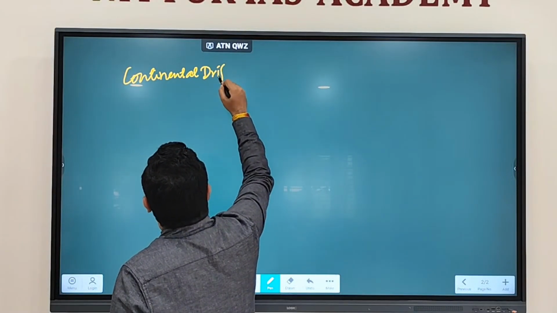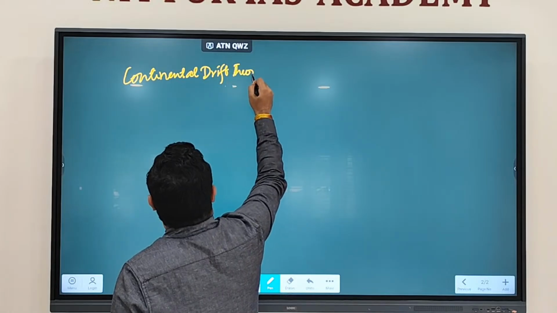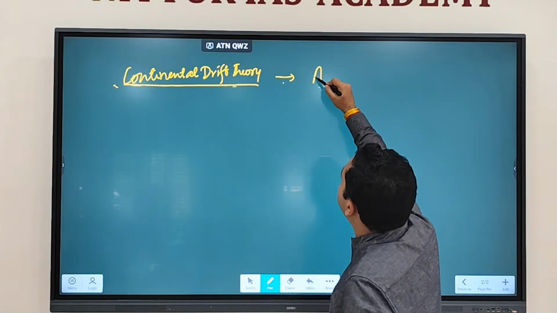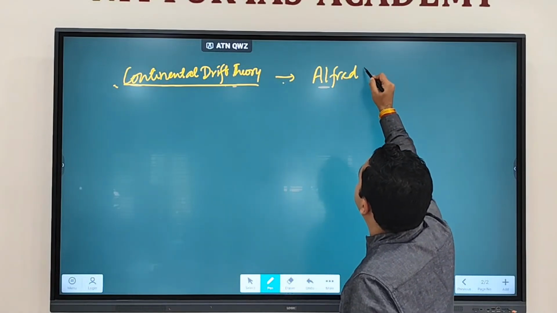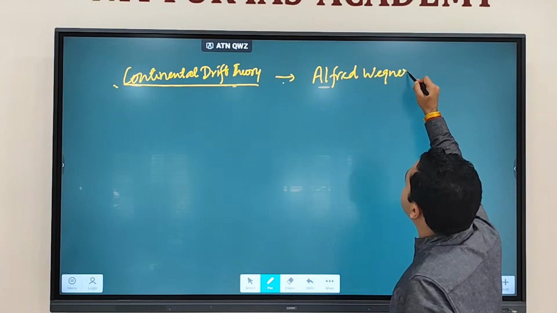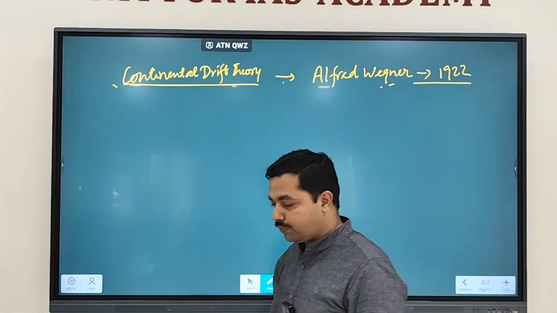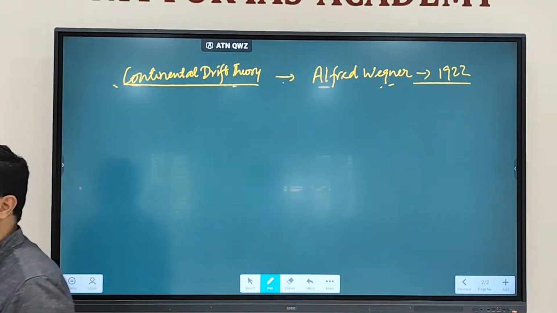Continental drift theory. This theory, the continental drift theory, has been proposed by Alfred Wegener. The one that has proposed this theory is Alfred Wegener. He proposed this theory in the early 1920s, in 1922.